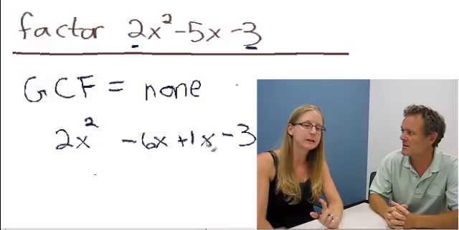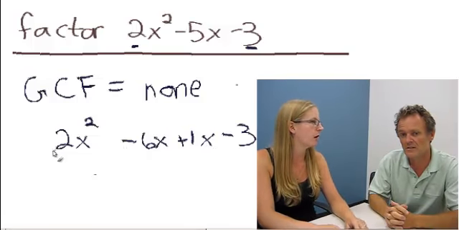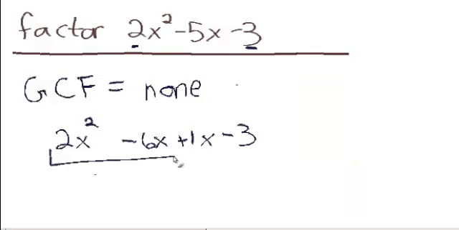The reason I wrote the negative 6x first is that I noticed between the 2 and the negative 6, there's a 2 in common. I just like things to have things in common. It's easier. So factor by grouping is what's next. We're going to break it up into two groups. The first two terms are 2x squared minus 6x. What's in common? We can take a 2x out of that.